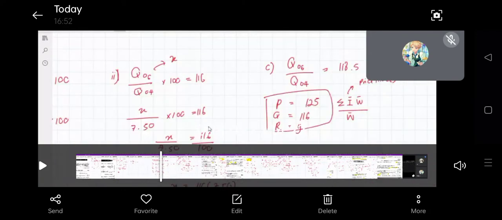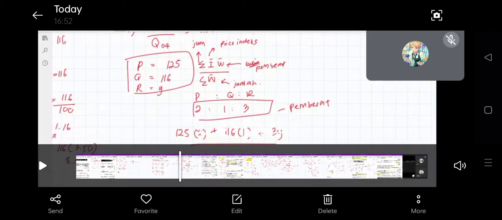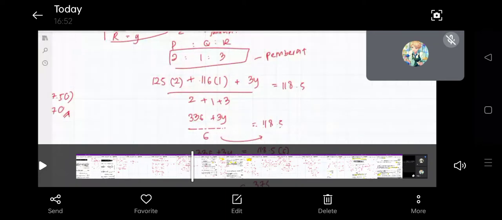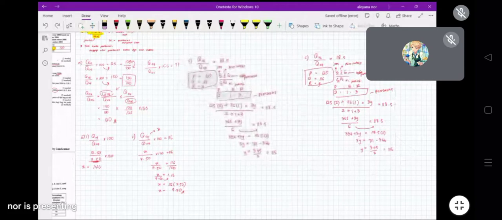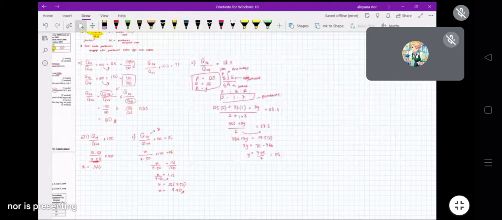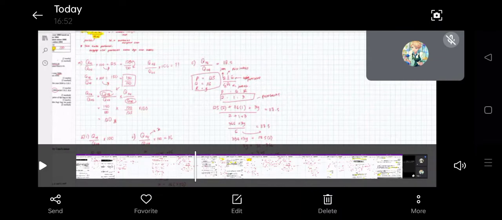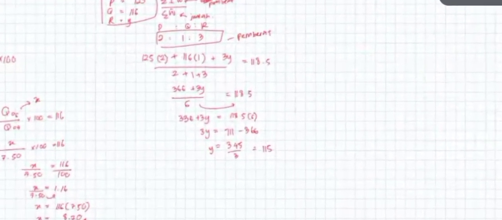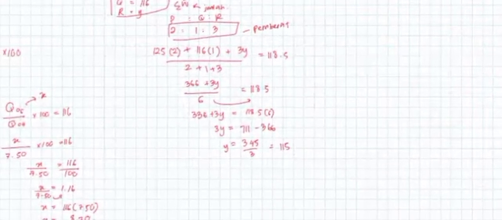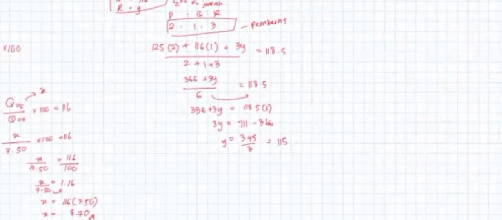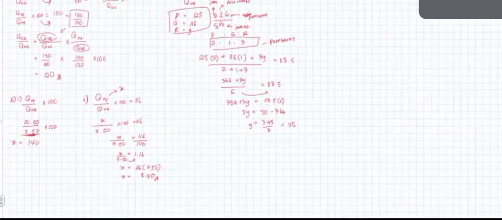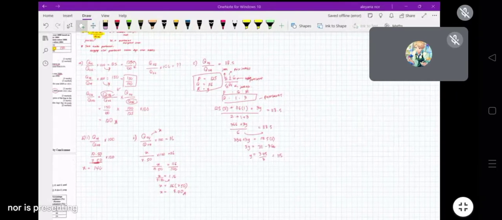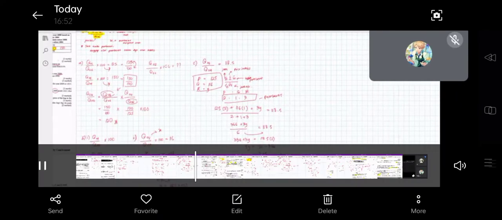Okay, that's right. There. So, just to remind you again, it's 366 plus 3y divided by 6. Then your answer is 115. Okay, so the 336 you tukar to 366 lah. Okay, next we'll move on to D.